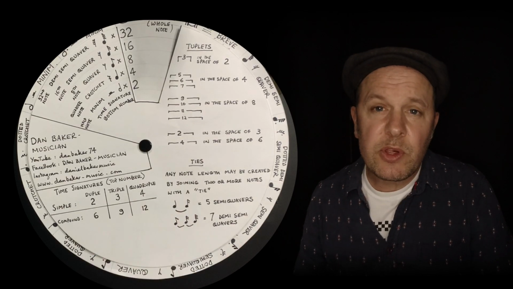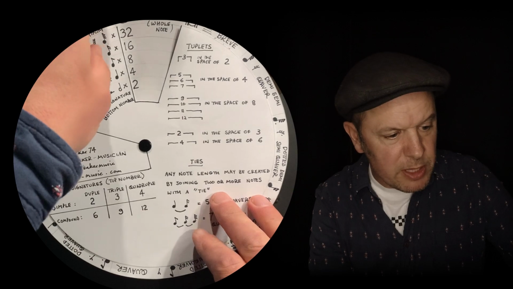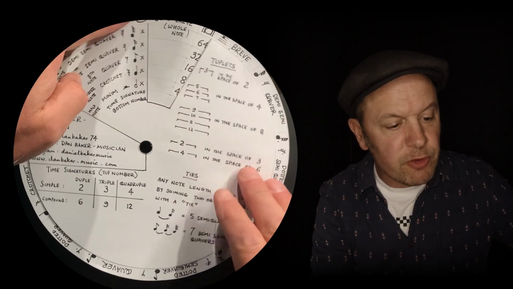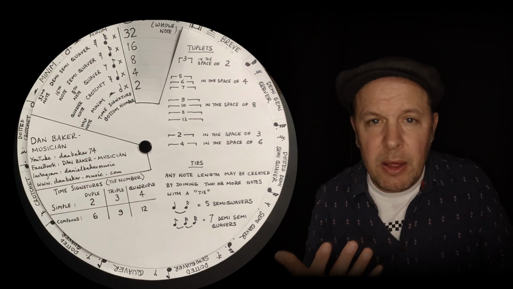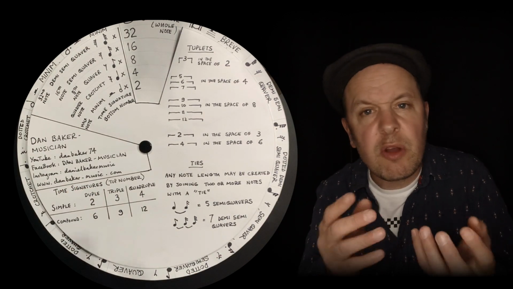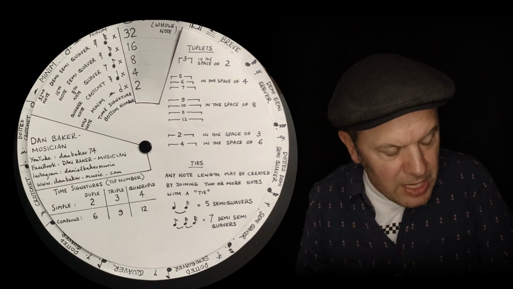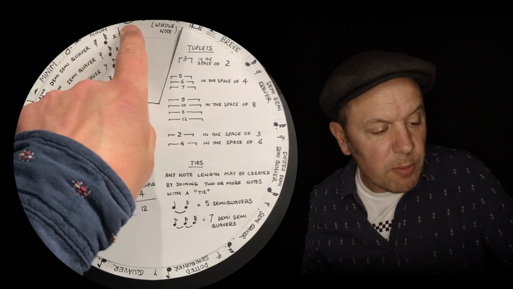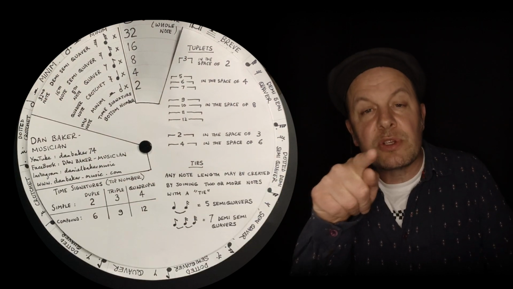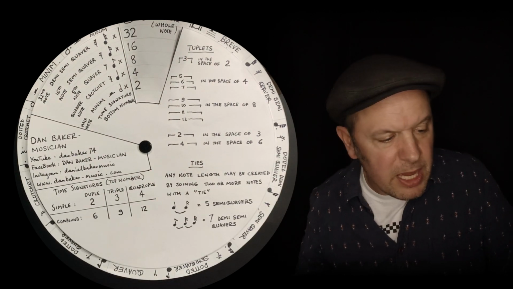On your screen you can see the circle, the familiar two bits of paper, one of which revolves with respect to the other, and it gives you all sorts of information about note lengths, how many of this note fit in that, etc. So if we look first of all at the semibreve, you can see at the top it's just a single note that is left open on the page.